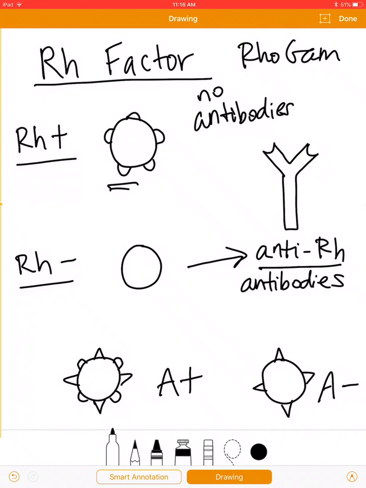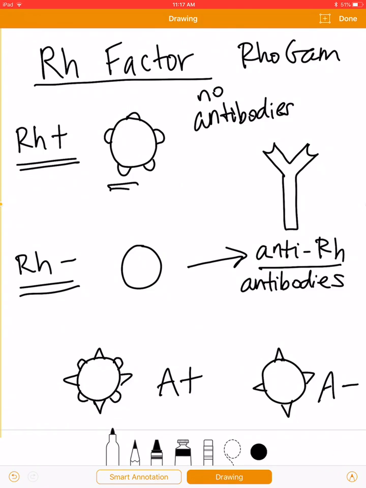Also with the Rh factor, just like with the ABO blood types, since Rh positive blood cells do not contain any antibodies against the Rh factor, that means that they can receive blood from anyone who is positive or negative blood type. People who are Rh negative blood, since they can develop antibodies against that Rh factor, they can only receive blood from other people who are a negative blood type. Okay, so they can only receive from other negative blood types.